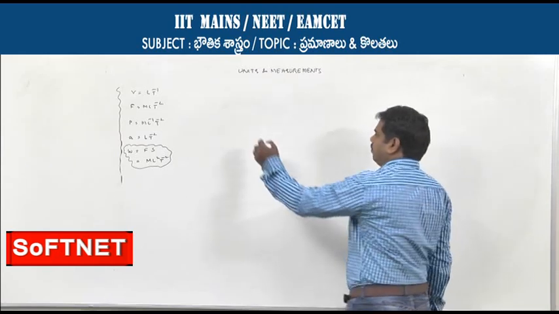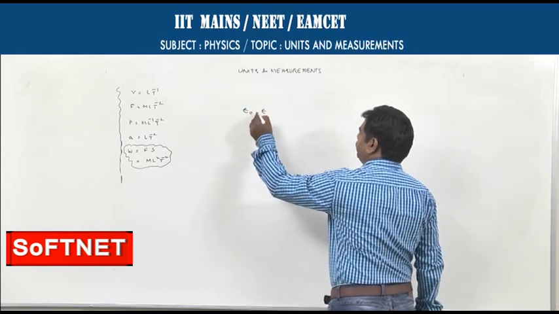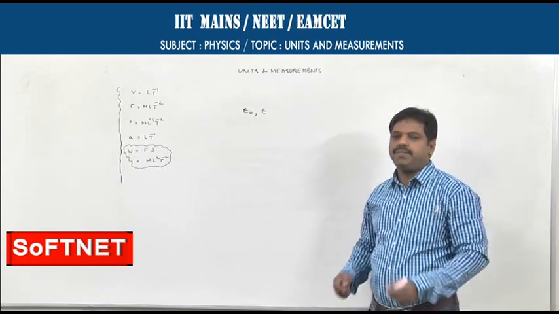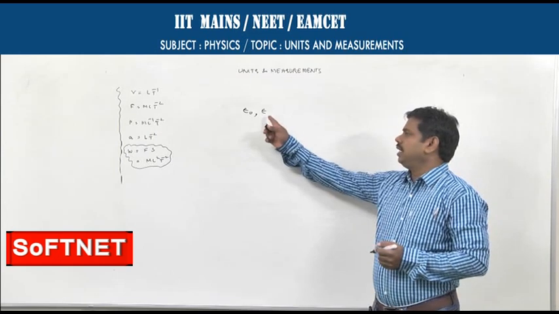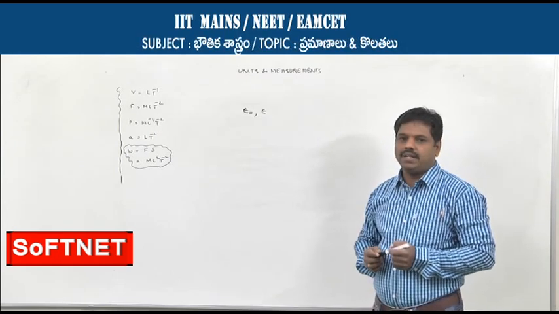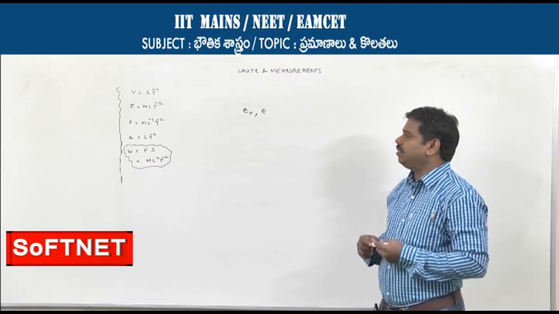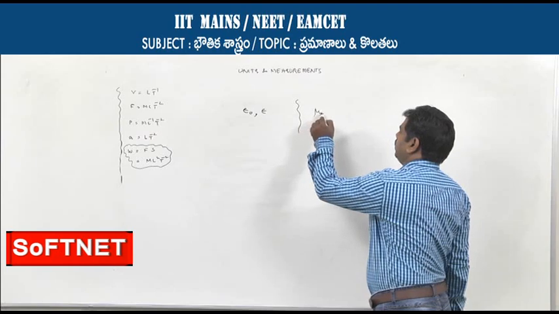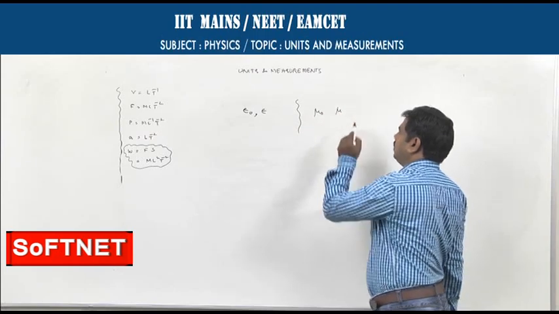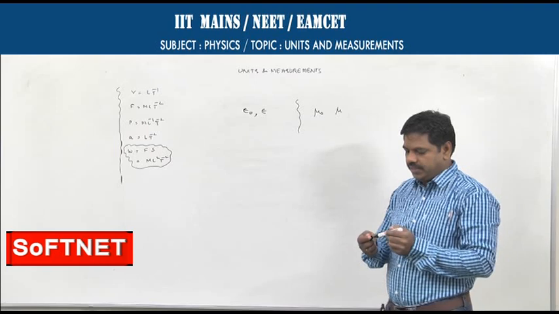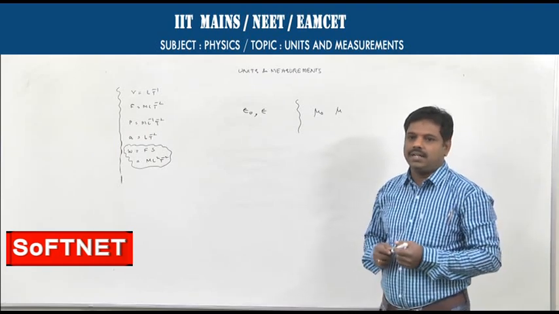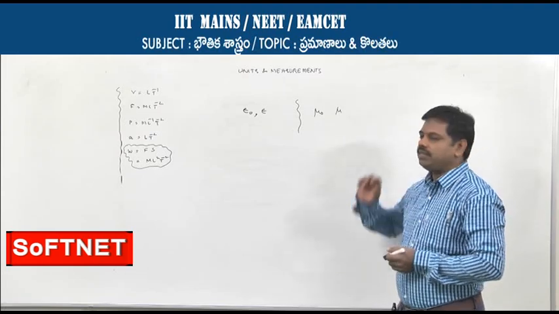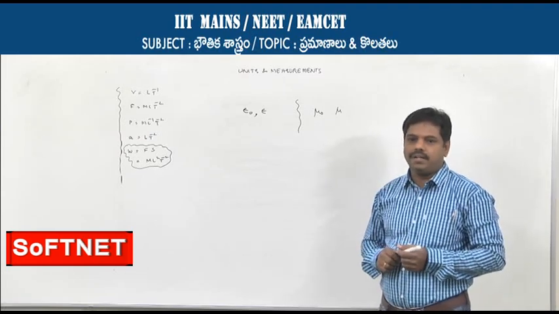What is the dimensional formula of epsilon naught or epsilon, whatever we may call? Epsilon naught, you already know, is the permittivity of the free space. Epsilon, you already know, is the permittivity of the medium. Then how to write the dimensional formula of epsilon naught? And also let us write the dimensional formula of mu naught, or you can say mu. What is mu naught? You know mu naught is the permeability of the free space, and mu is the permeability of the medium.